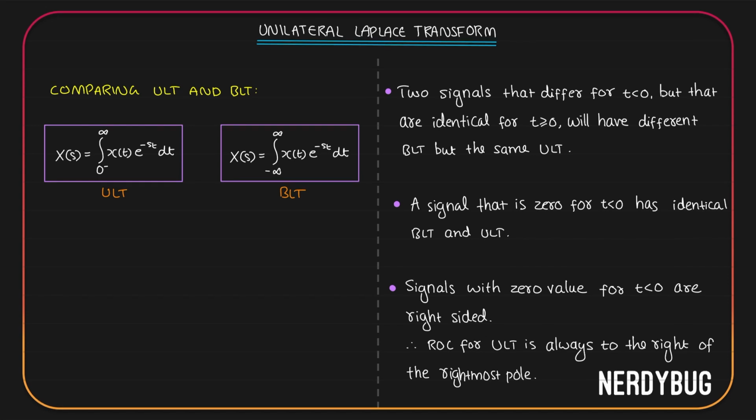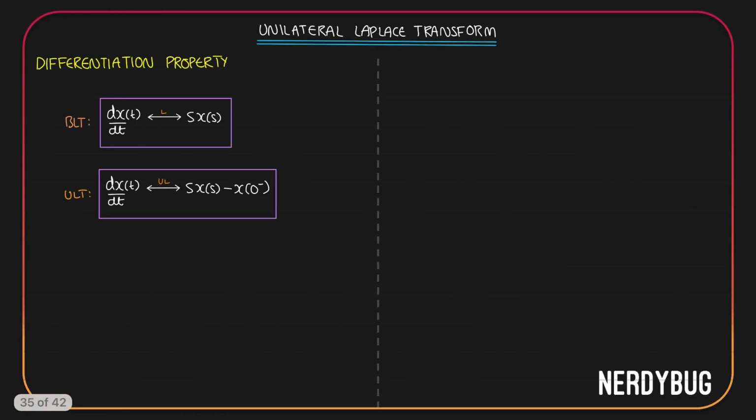In the last video on properties of Laplace transforms, we learned many properties of bilateral Laplace transform. Most of the properties are the same for unilateral Laplace transform also, except there is an important difference in the differentiation property. The bilateral Laplace transform of d by dt of x of t is sX(s). But the unilateral Laplace transform of d by dt of x of t is sX(s) minus x of 0 minus. Here x of 0 minus is the initial condition of x of t.